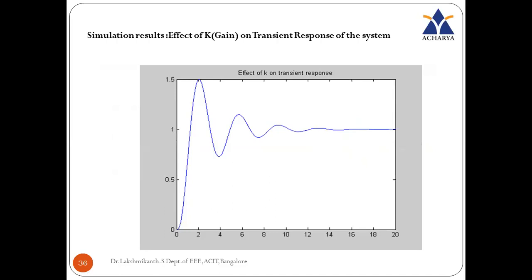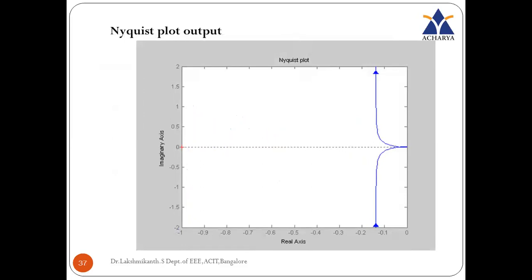And the effect of K on the transient response of the system is obtained here. You can see here the system is oscillating. You can try to obtain the peak time, rise time, and other parameters for this particular response of the system. And this is the Nyquist plot for the given transfer function that we have chosen, 1 by s cube plus 5s squared plus 3s.